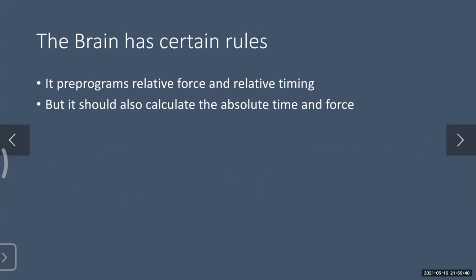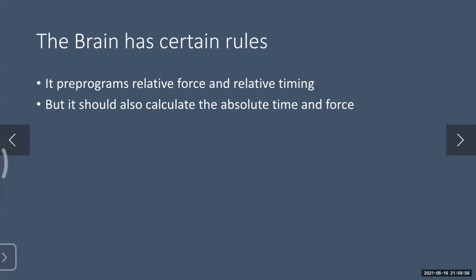Clear? So what happens is we said that the brain has certain rules. In the motor program, we said it pre-programs relative force and relative timing. It should also calculate the absolute time and force. That's what we said, right?